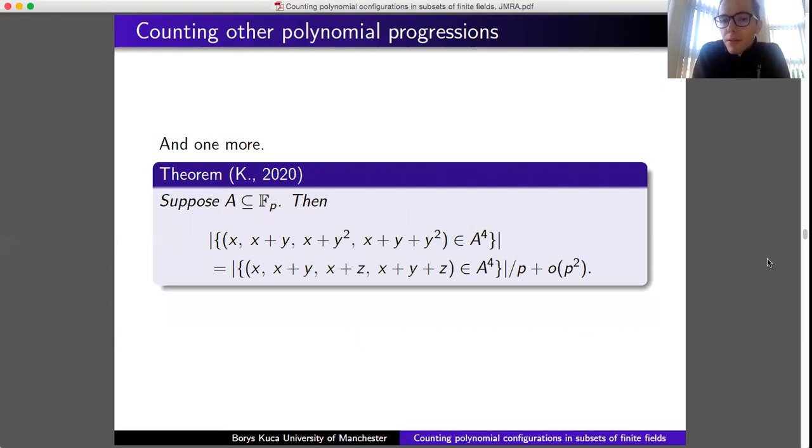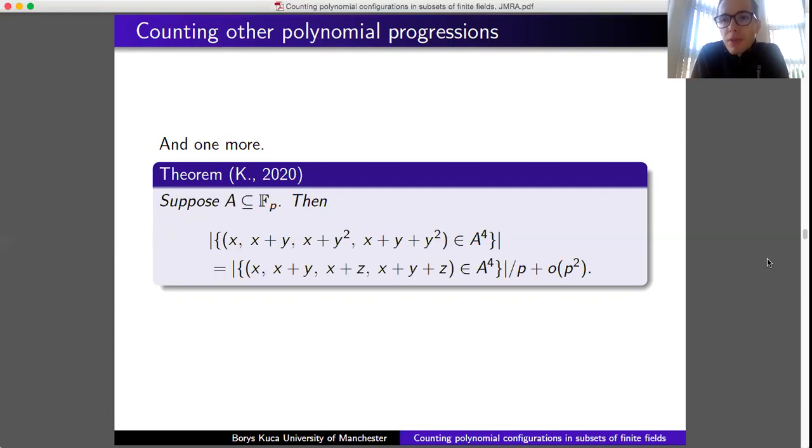And let me state one more result. Another configuration that might be of interest is something like this: x, x plus y, x plus y squared, x plus y plus y squared. And here I've shown that the number of these configurations can be related to the number of another linear configuration, a configuration of the form x, x plus y, x plus z, x plus y plus z. And the reason why we can relate these two counts is because it turns out that y squared here acts sort of independently from y. So it sort of acts like a separate variable. And that's why we can replace it by a linear configuration with y squared being replaced by a different variable.